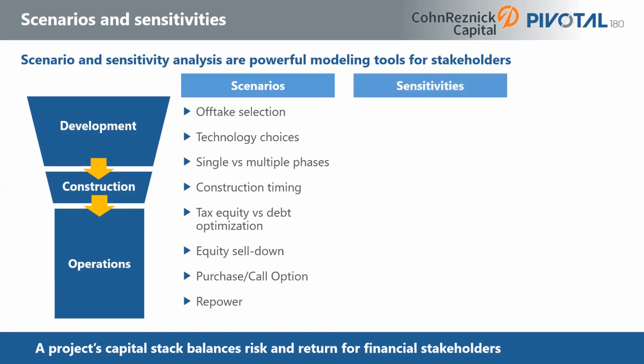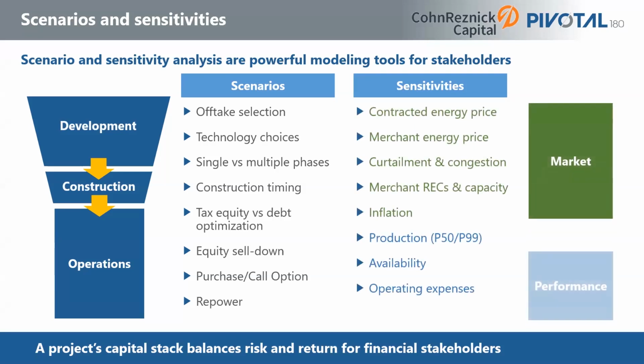Sensitivities are variables that impact expected results. Sensitivity analysis is performed by changing one variable at a time to observe the impact. Sensitivities can be segmented into categories. Two categories of sensitivities most commonly analyzed are market and performance factors.